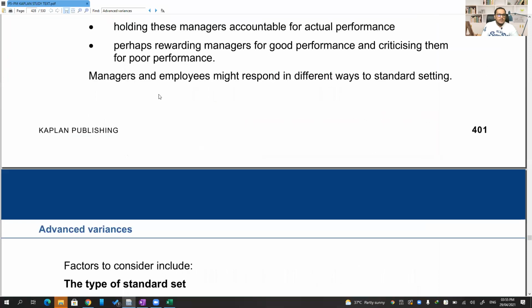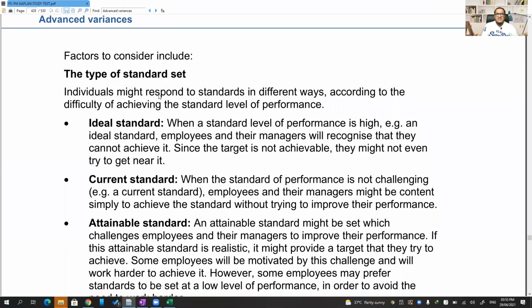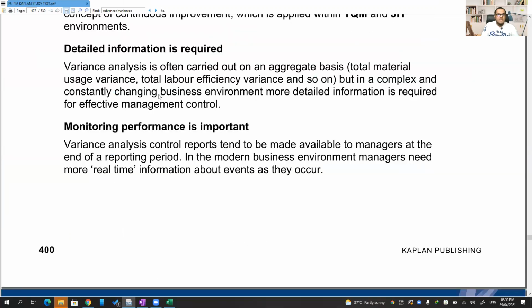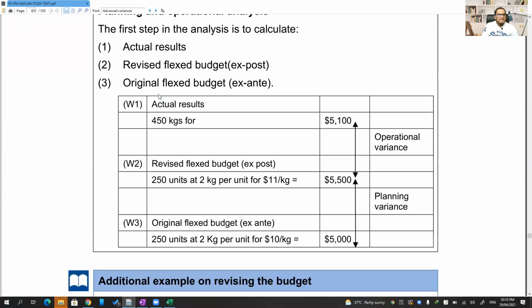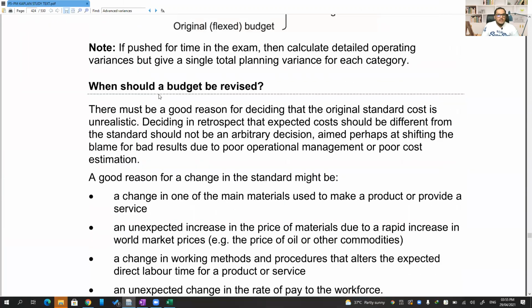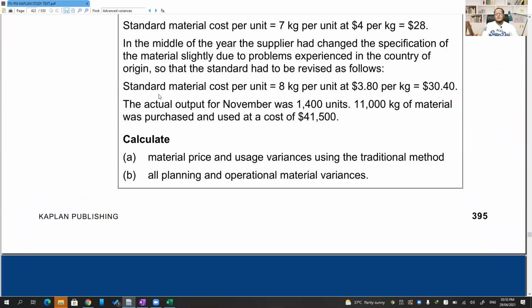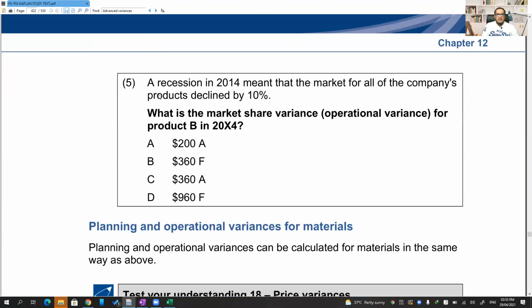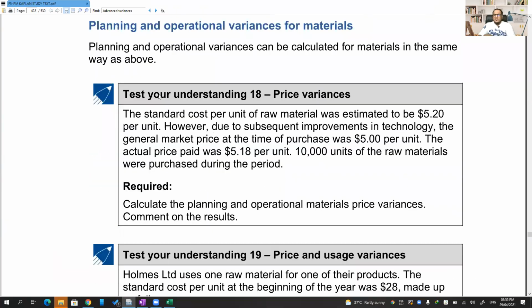Other than the theory part, you can read the theory part later. Ideal standard, current standard, attainable standards, these all we did in the first chapter. So where are you? Come on. Yeah, planning and operational variances. I'll do only one part. Material I'll do, remaining two you guys can do later. For the rest of the things you can do later.